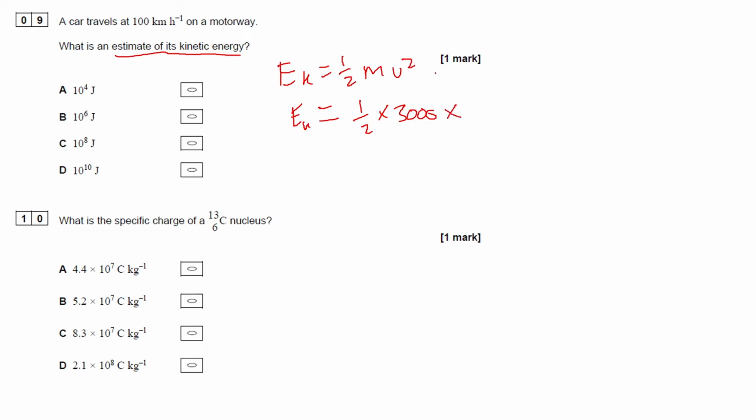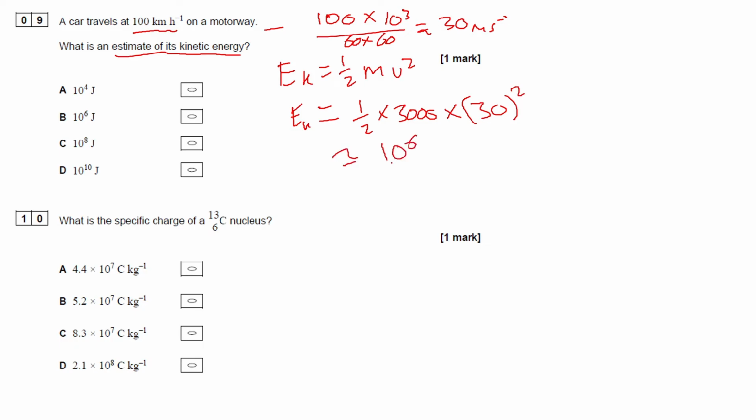And you could convert motorway speeds, let's just say 100 kilometers an hour, into meters per second by just turning the units back into meters per second. So that will be times 10 to the 3 and then divided by 60 times 60, and you get roughly 30 meters per second. Okay, so we put that into the equation, square it, and you get roughly something in the order of magnitude of 10 to the 6. So this is the correct answer here.